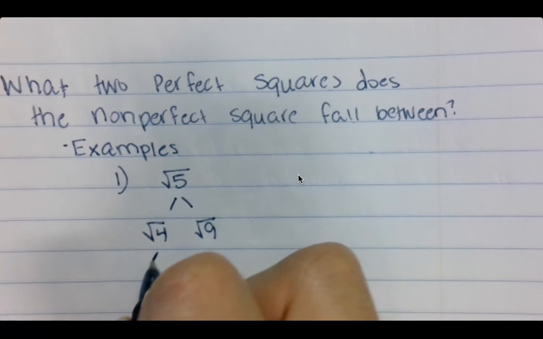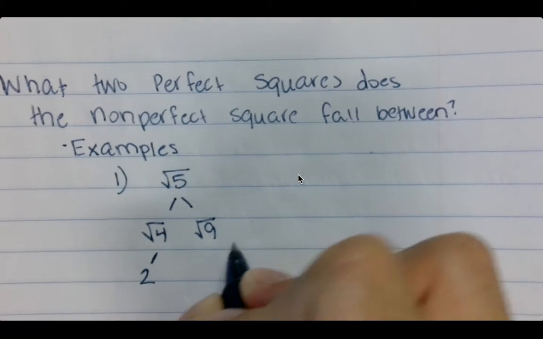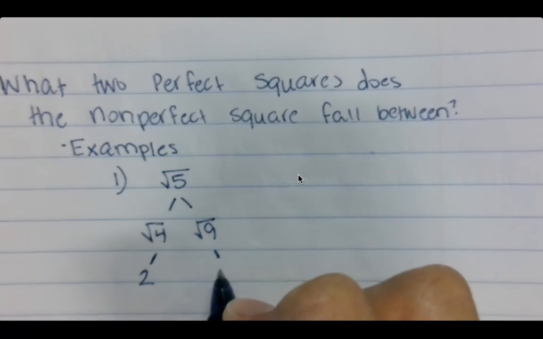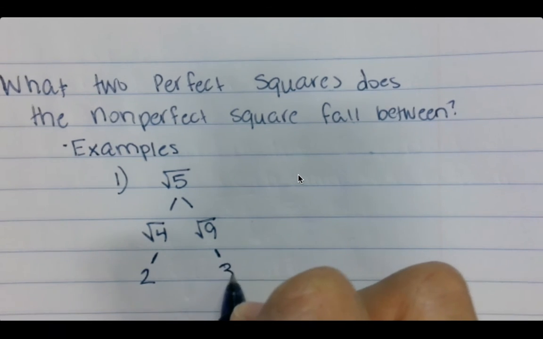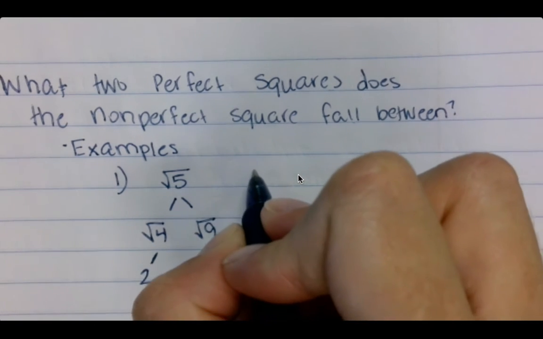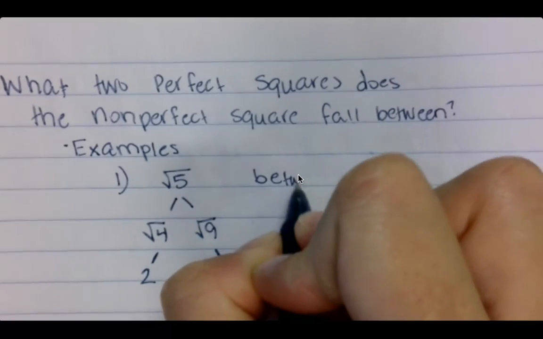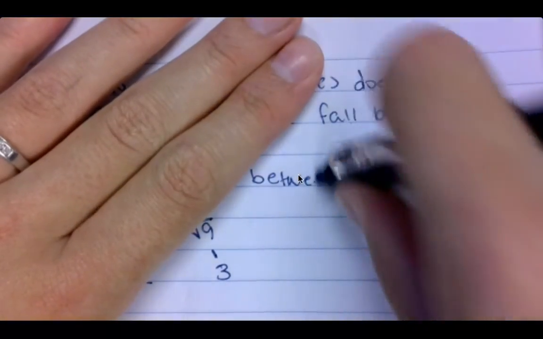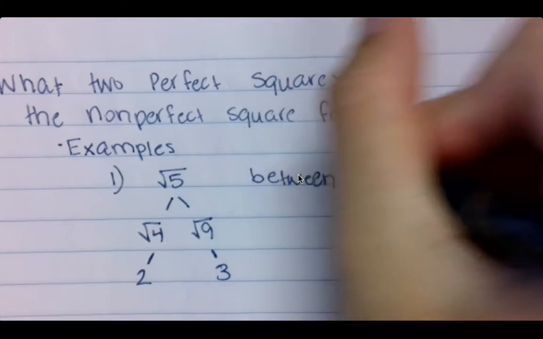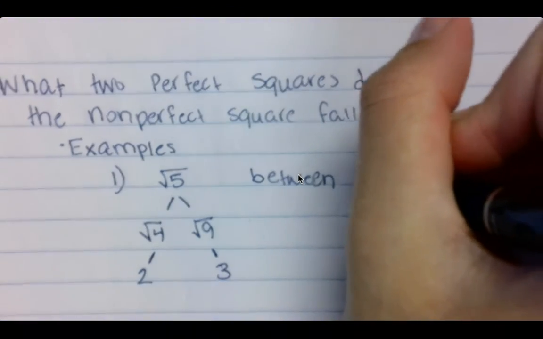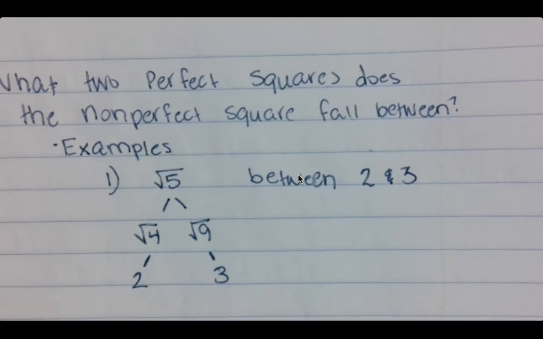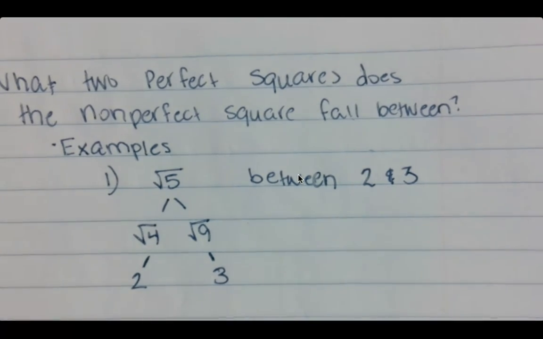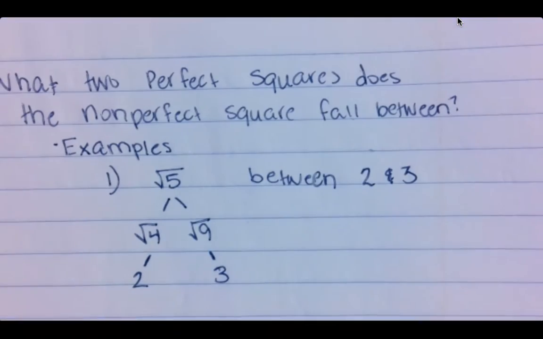So again, we talked about if you actually take the square root of 4, that would be 2. If you actually take the square root of 9, that would be 3. So this is going to be between, I can't write apparently, between 2 and 3. All right, let's do just one or two more.